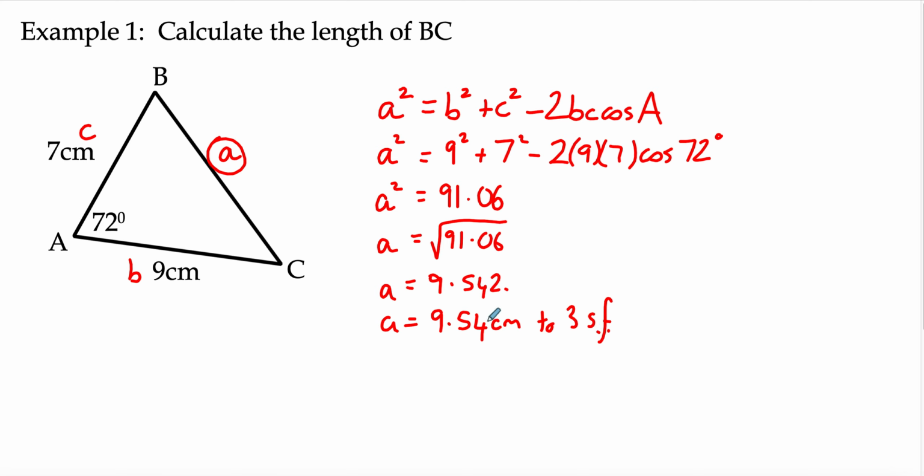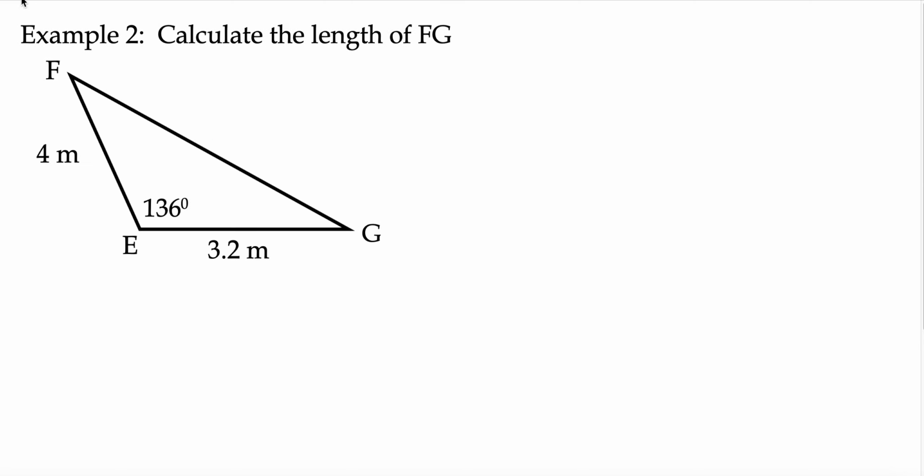Check and see if that answer makes sense. We've got an answer of 9.5. Yep, that kind of goes with the general dimensions of the triangle. Obviously, if I had thought 91 centimeters, I might have reminded myself I haven't found the square root of that, so 91 centimeters seems a wee bit big compared to the other two. Okay, that's us used the cosine rule to calculate the length of a side.